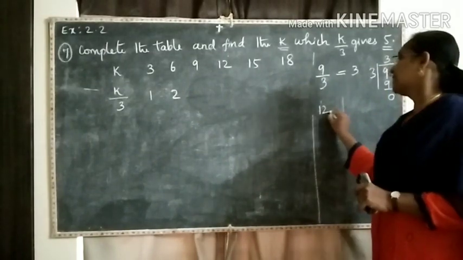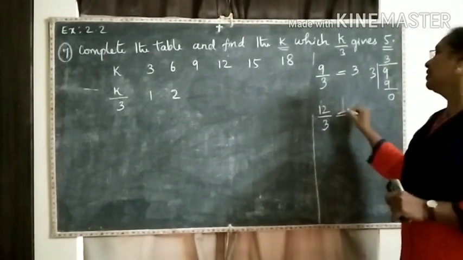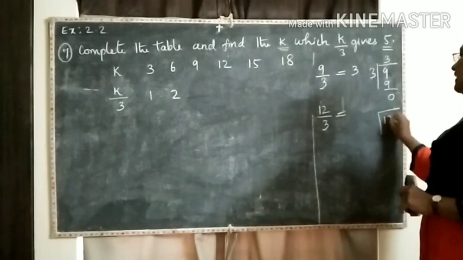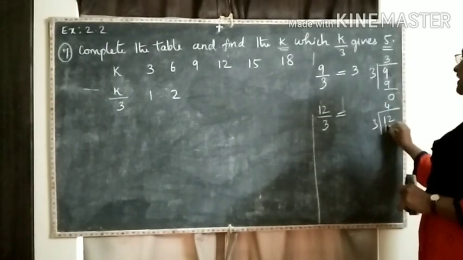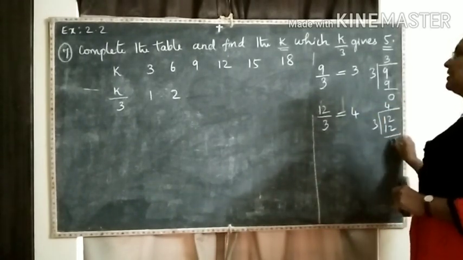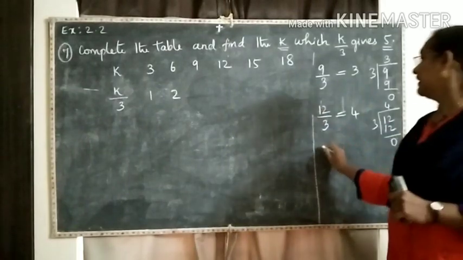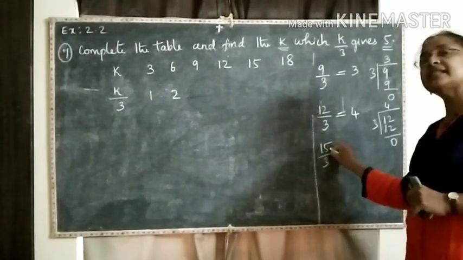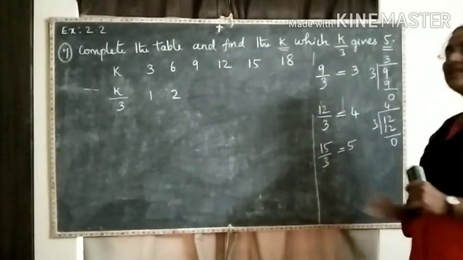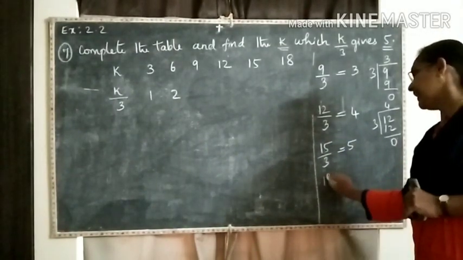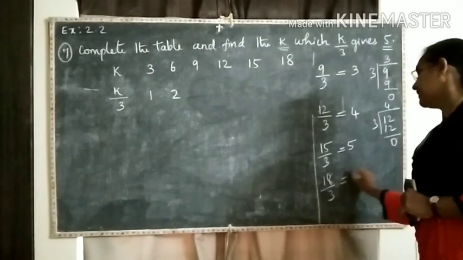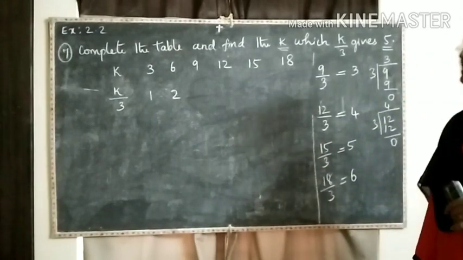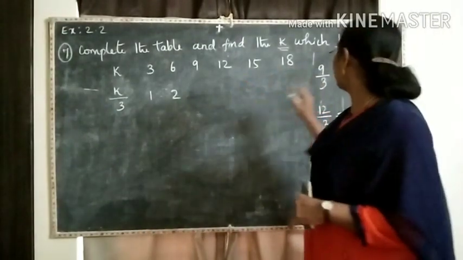Okay, next one. 12 divided by 3, how much? 3 4s are 12. So the answer is 4. Okay, the next one. 15 divided by 3. So 3 5s are 15. So the answer is 5. Okay, next one 18. 18 divided by 3 is how much? 6. So now let us write the answers now.